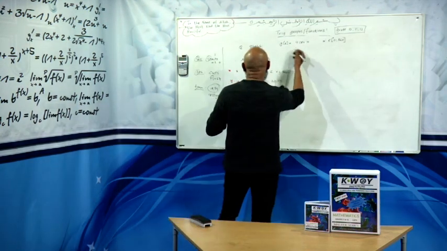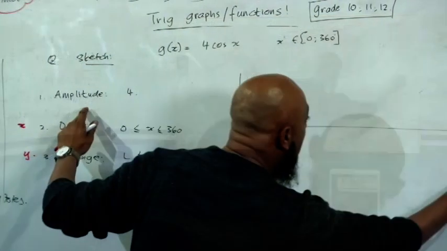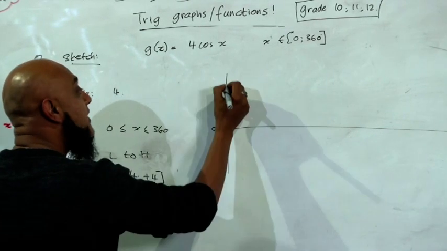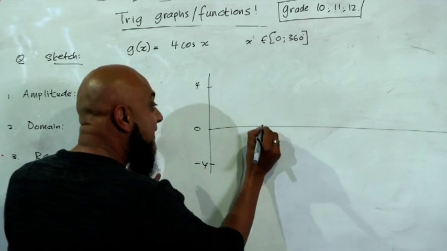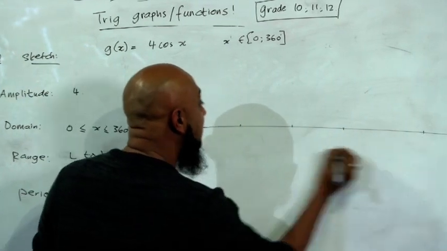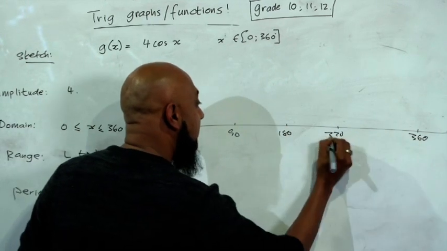Let's get started. Right, so we've got this here, and now we need to sketch the graph. So we draw our swimming pool. There we go. We're going up to plus 4. We're going down to minus 4. Our normal Cartesian plane, 90, 180, 270, 360.